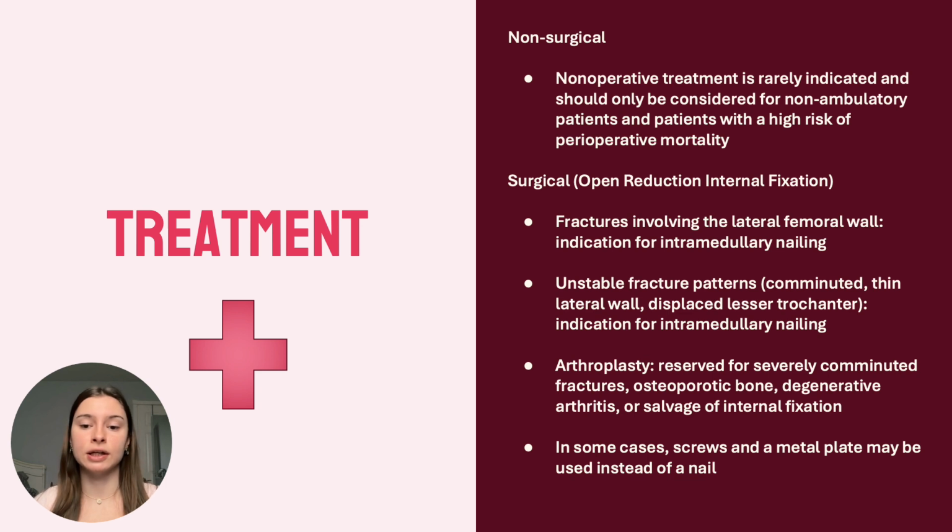So in this case, an intramedullary nail is used when fractures are involving the lateral femoral wall, or if there are unstable patterns such as comminuted, thin lateral wall, or displaced lesser trochanters. And arthroplasty is reserved for severely comminuted fractures, osteoporotic bone, degenerative arthritis, or the salvage of internal fixation. In some cases, screws and a metal plate may be used instead of a nail.